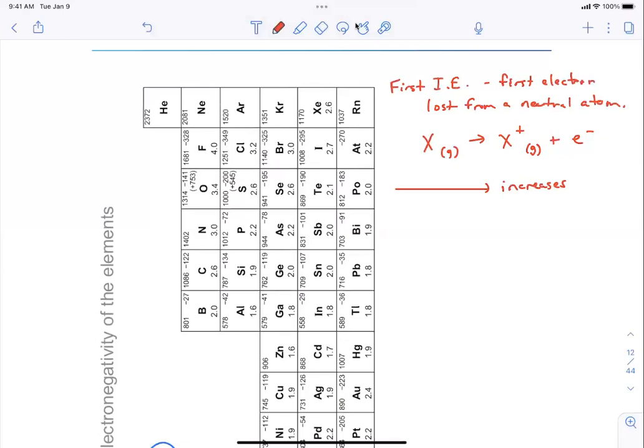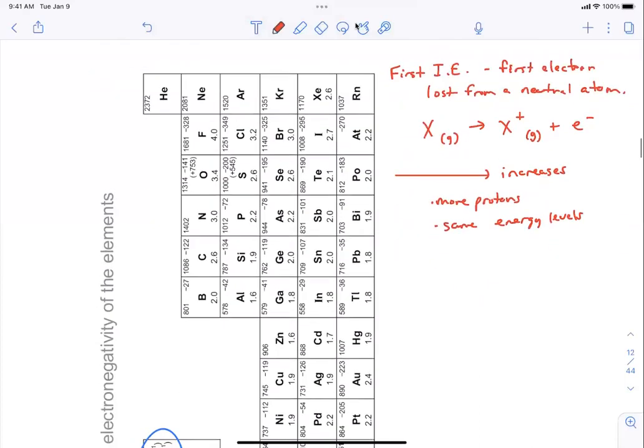So generally speaking, as you go across, you have more protons, same energy levels. So that means that the atom has a stronger attraction for those valence electrons, so it takes more energy to remove. But there are a couple of exceptions, okay? Because of how the electrons are distributed within an energy level.